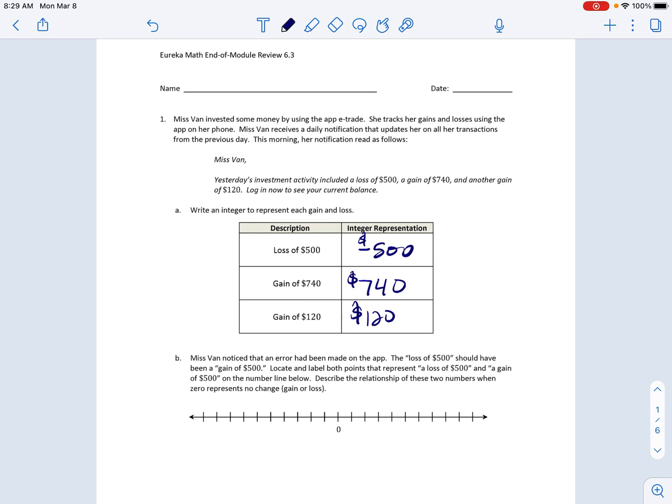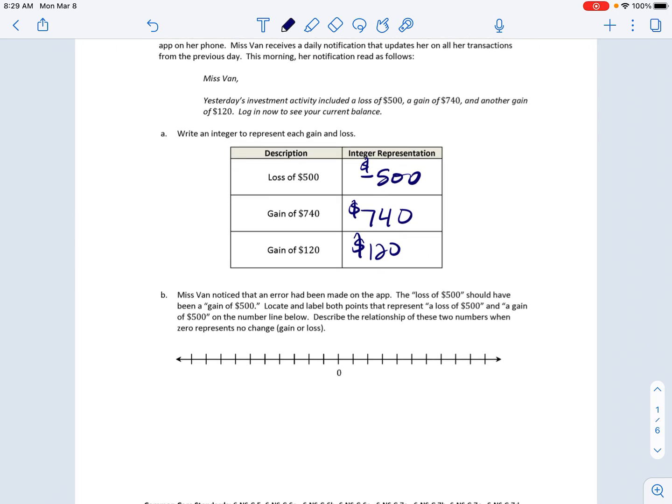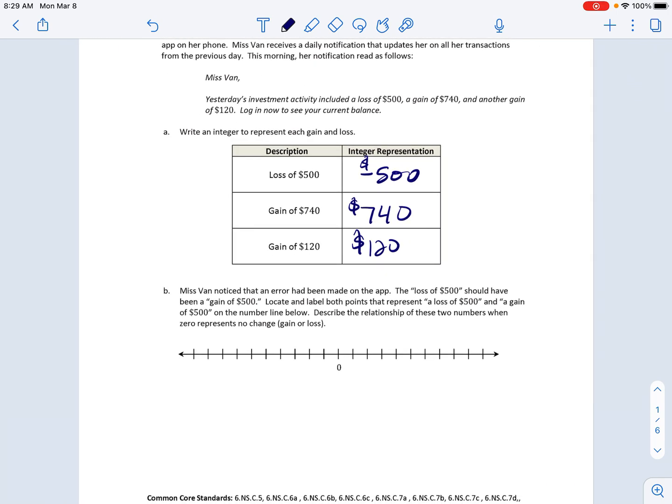Miss Gay noticed that an error had been made on the map. The loss of $500 should have been a gain of $500. Locate and label both points that represent a loss of 500 and a gain of 500. Describe the relationship of these two when 0 represents no change.